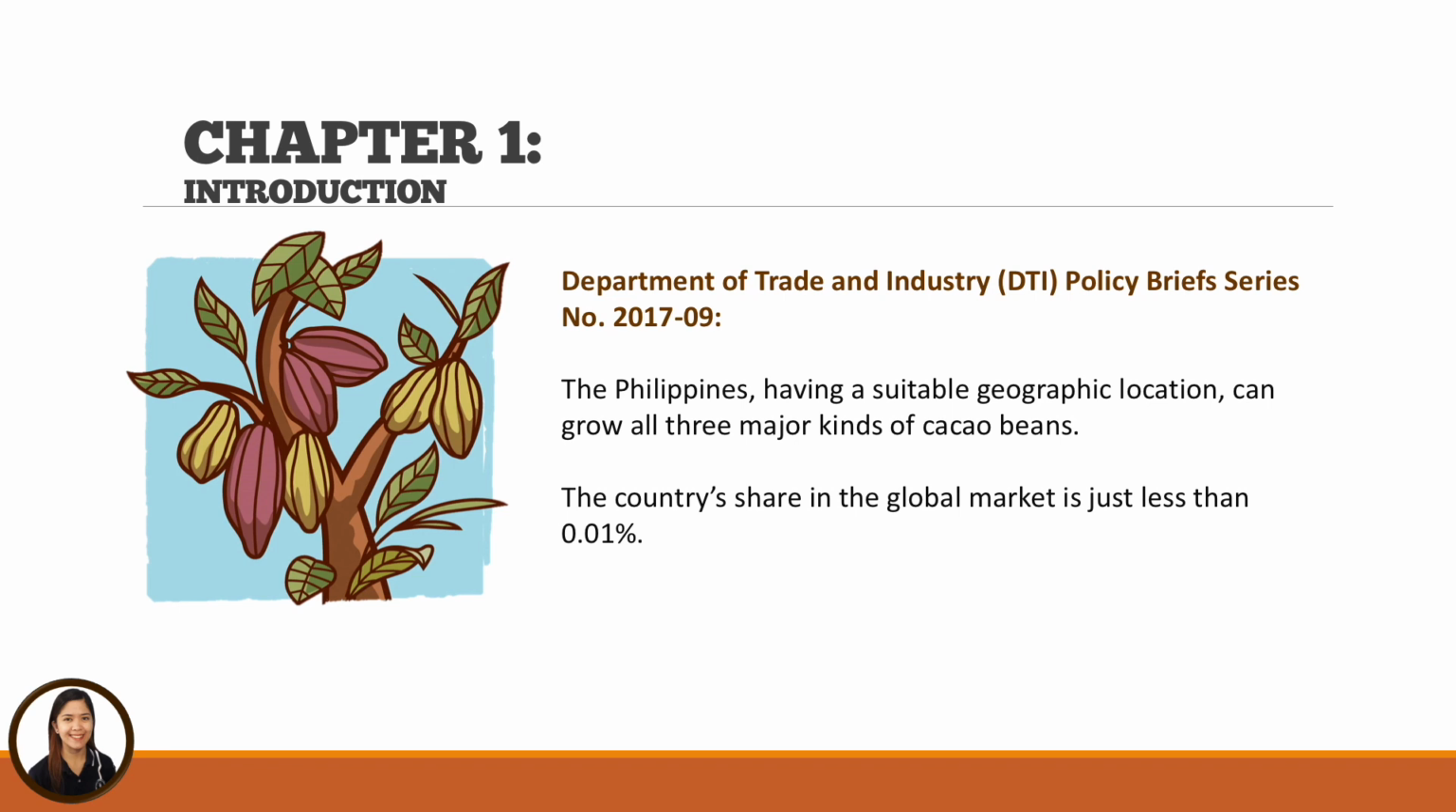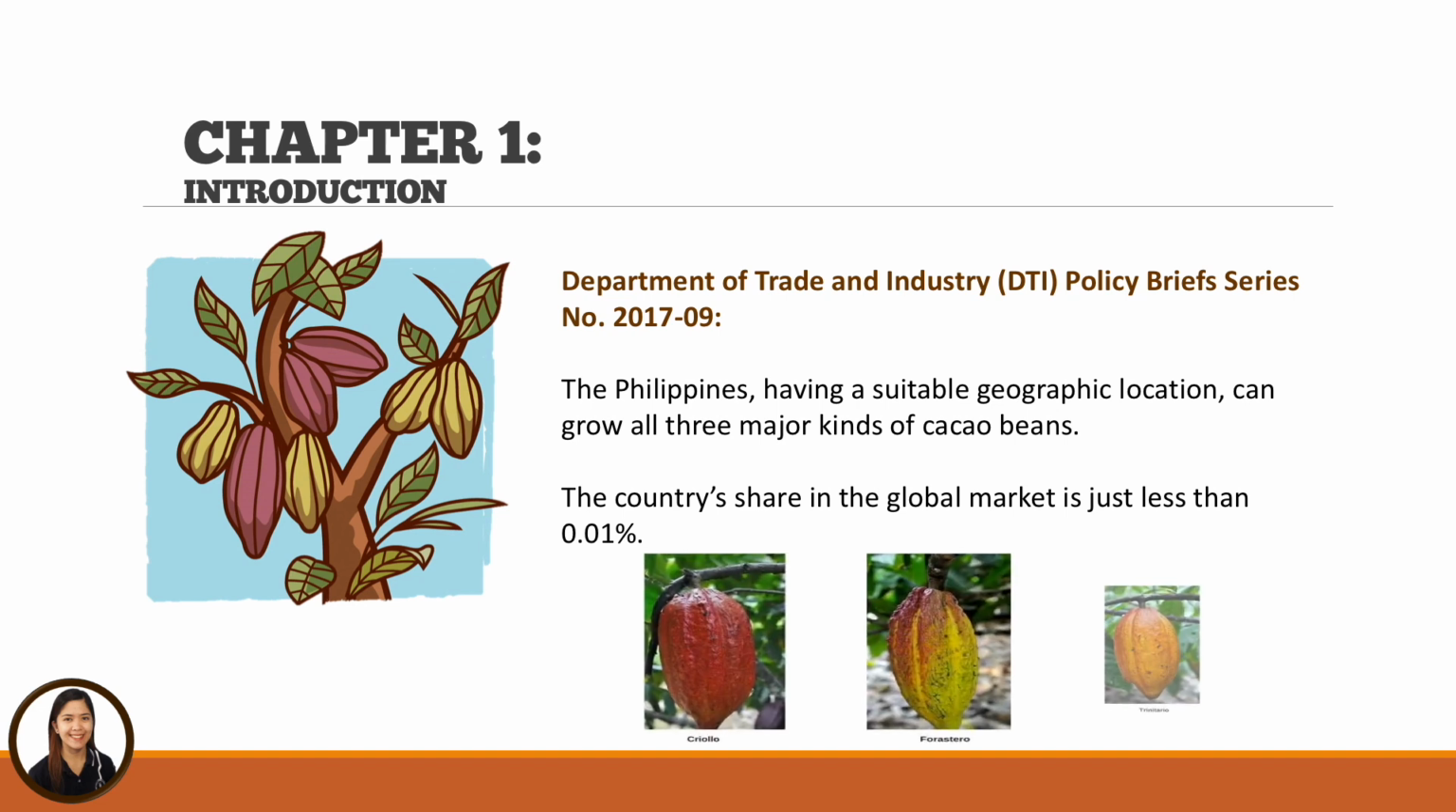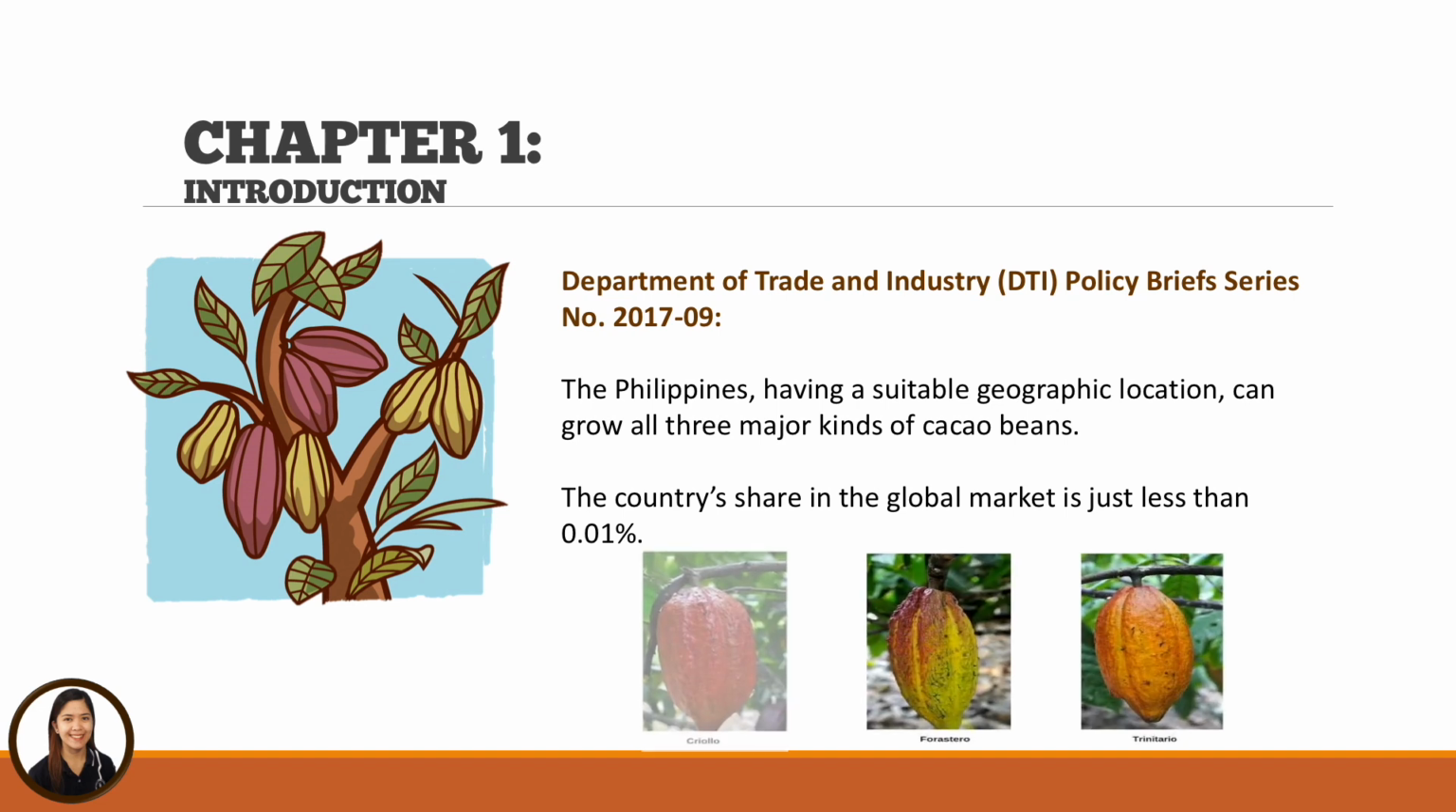Introduction. As stated in the Department of Trade and Industry, or DTI Policy Brief Series number 2017-09, the Philippines, having a suitable geographic location, can grow all three major kinds of cacao beans, namely Criollo, Forastero, and Trinitario. But the country's share in the global market is just less than 0.01%.